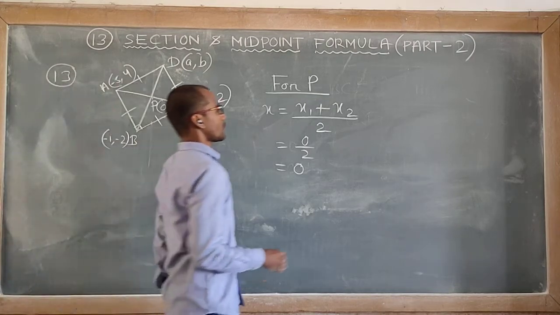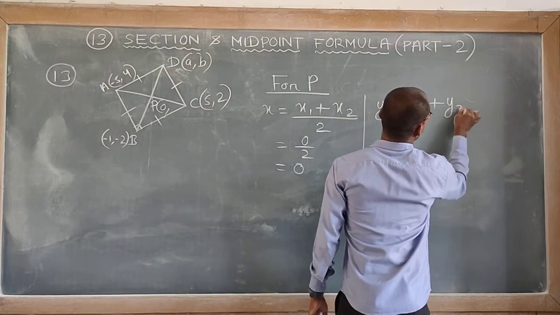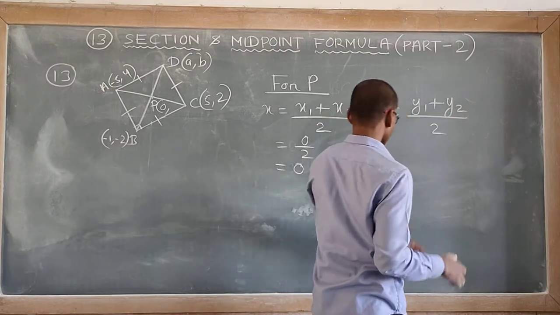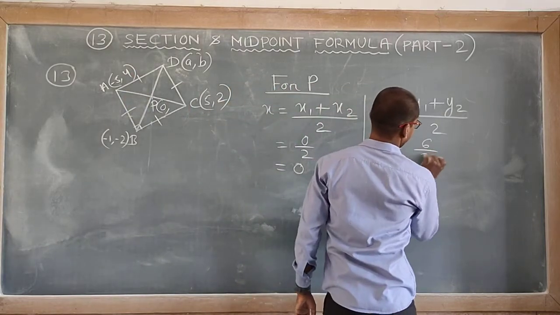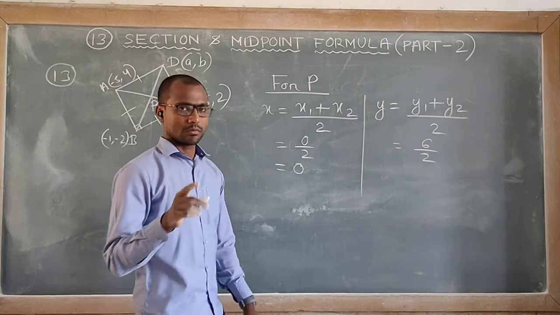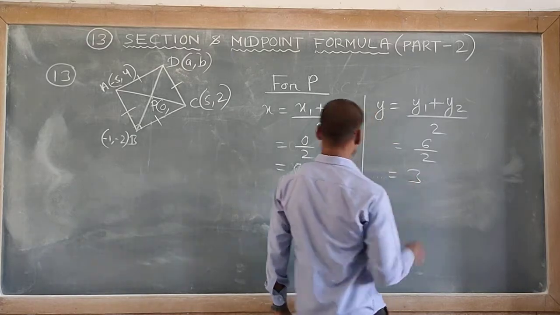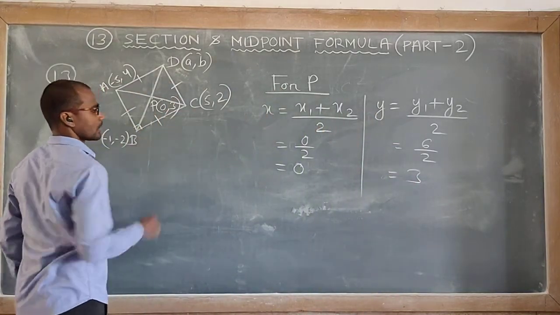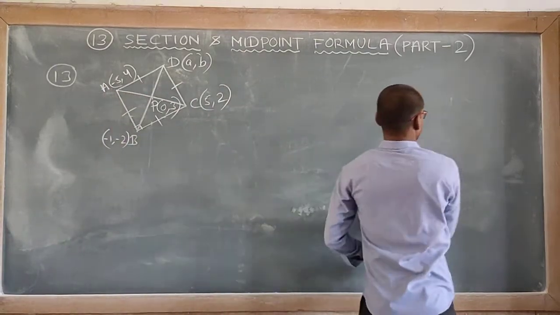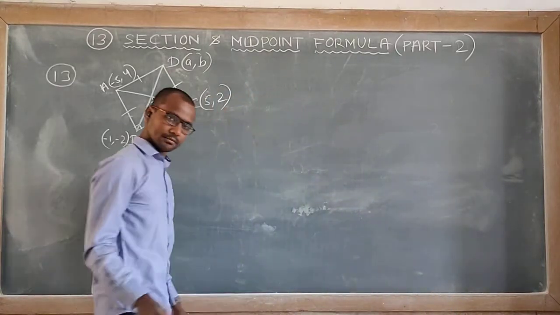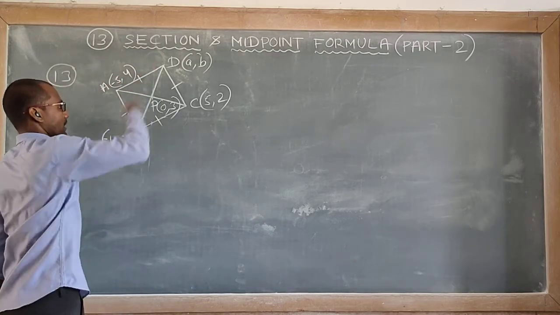Okay. Now let us go for y coordinates. Y is equal to y1 plus y2 by 2. Okay, y1 plus y2 by 2 means 4 plus 2, which is 6 by 2, which is 3. So 0, 3. So successfully we got the coordinates of point P. Now forget AC. Since we have already got P, now focus on BD.